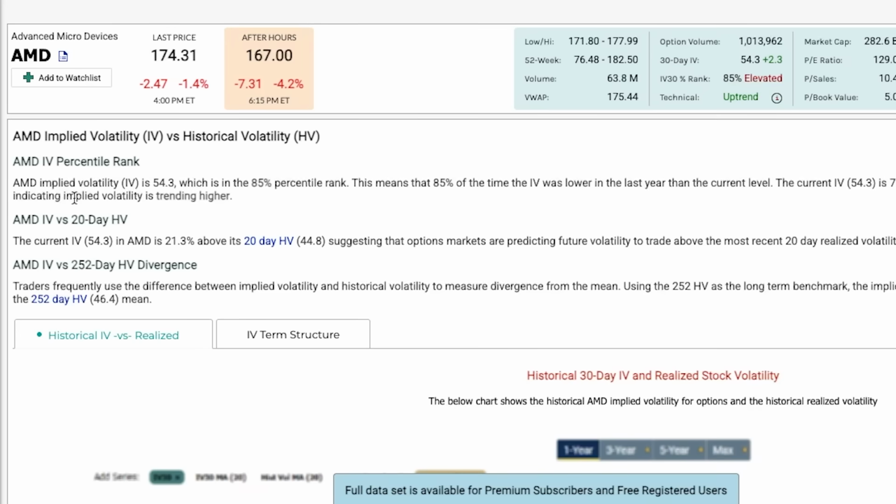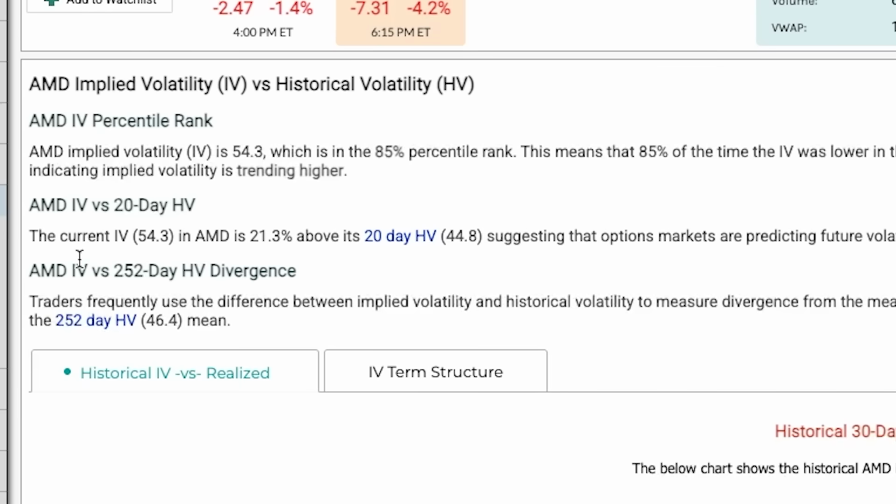But what I really like to do is read this right here. It tells you AMD implied volatility is 54.3, which is in the 85 percentile rank. This means that 85% of the time, the IV was lower in the last year than the current level. And then when you look down here, it says the current IV in AMD is 21.3% above its 20-day average.